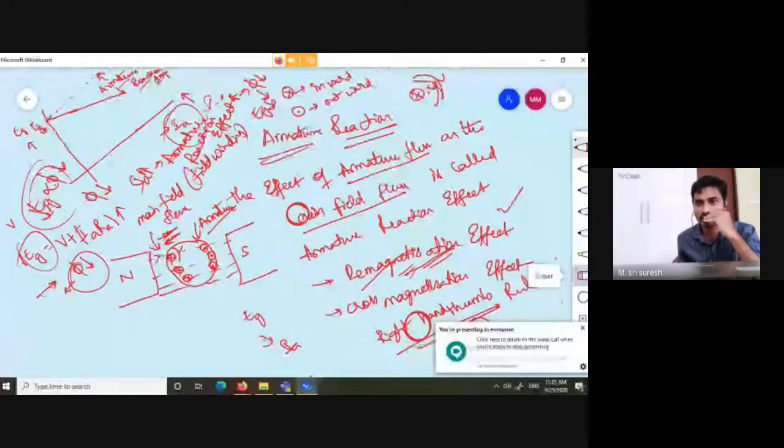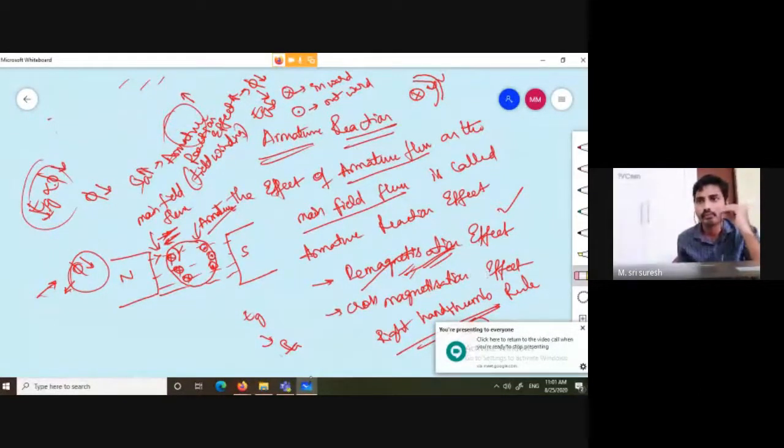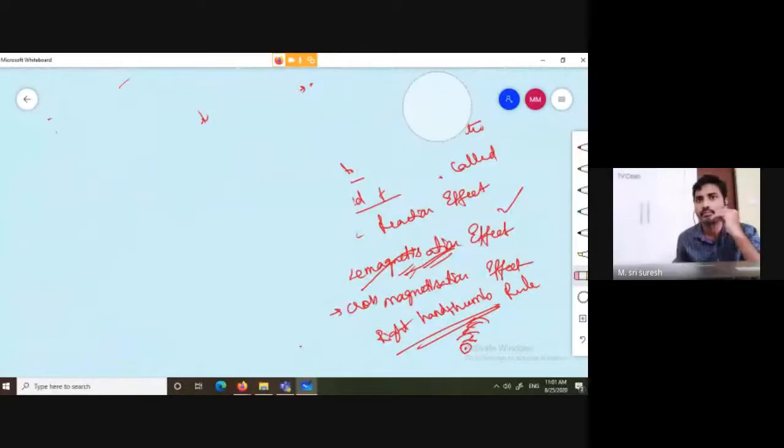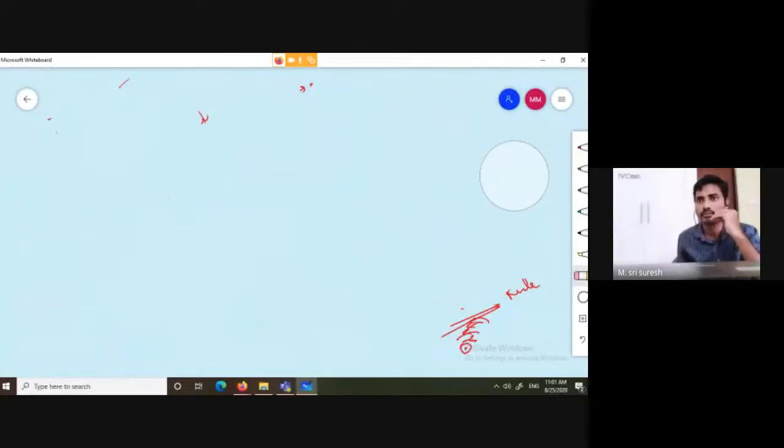So till now we have completed the internal characteristics. Now we will see the external characteristics.